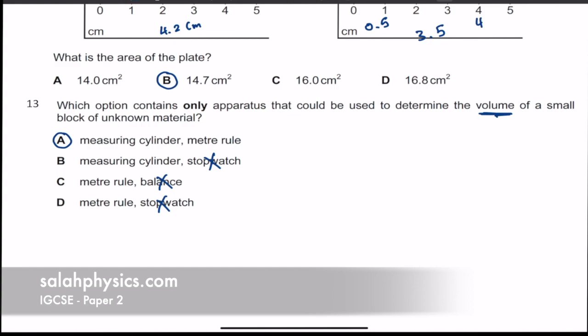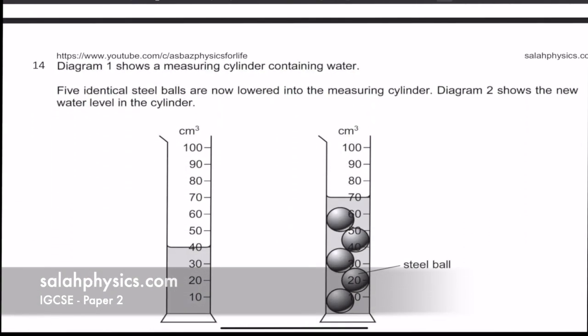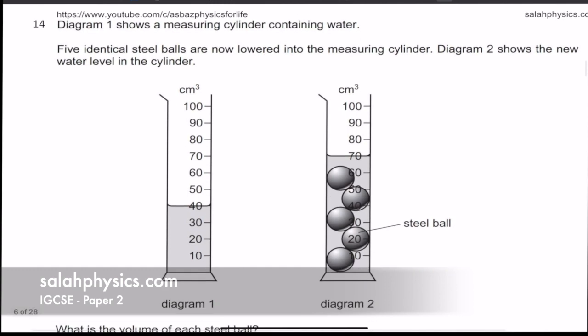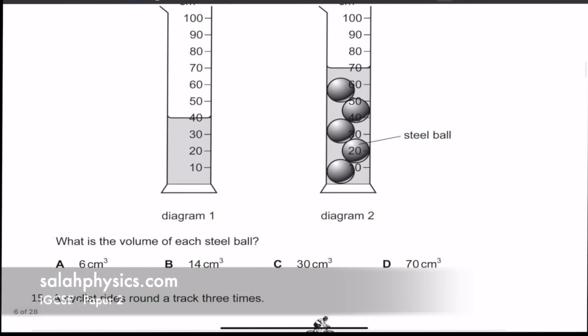Then you could use these dimensions to find the volume. In question 14, diagram 1 shows a measuring cylinder containing water, as you see here. When I drop some steel balls inside this water, the volume of the water will upgrade from 40 to 70. The question is, what is the volume of each steel ball?